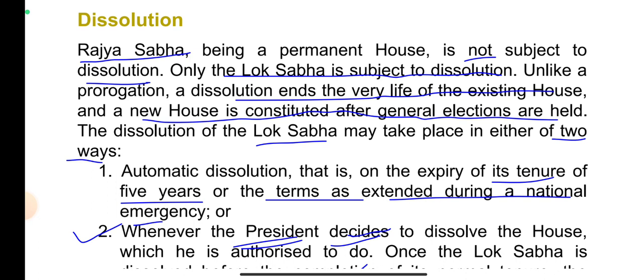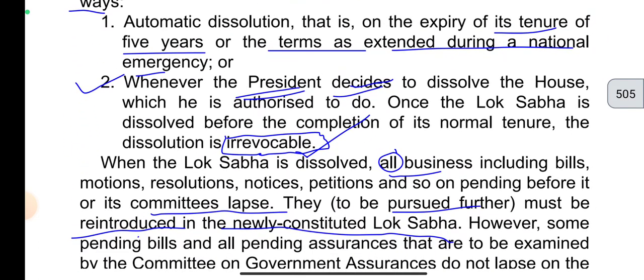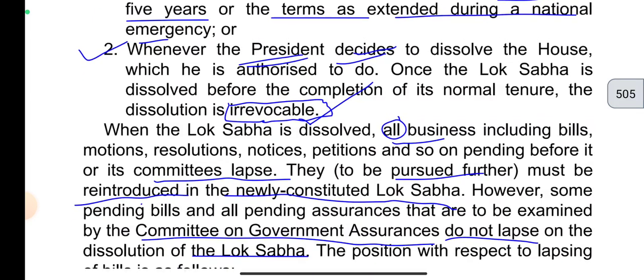Unlike a prorogation, a dissolution ends the very life of the existing house, and a new house is constituted after general elections are held. The dissolution of a Lok Sabha may take place in either of two ways: automatic dissolution, that is on the expiry of its tenure of 5 years, or the term as extended during a national emergency, or whenever the president decides to dissolve the house, which he is authorized to do. Once the Lok Sabha is dissolved before the completion of its normal tenure, the dissolution is irrevocable.